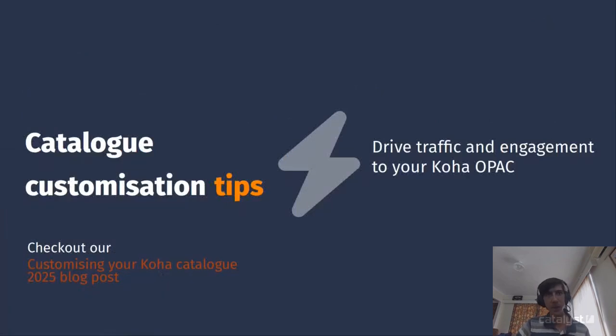So those are the 5 enhancements across 2411 and 2405. And then the next thing we wanted to talk about was Catalogue customization tips. So how can you drive traffic and engagement to your Koha OPAC and with your Catalogue?